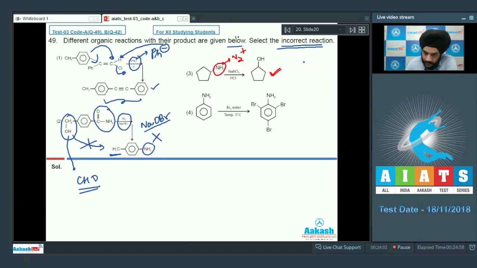Let us look at reaction 4 now. So we have aniline reacting with bromine water at low temperatures. So students, aniline is a very activated compound towards electrophilic substitution reaction, and when bromination takes place, it forms a tribromo derivative. So students, the fourth reaction is also correctly represented. So in the question, since we have to select the incorrect reaction, we have to mark reaction number 3 as the correct answer to our question.